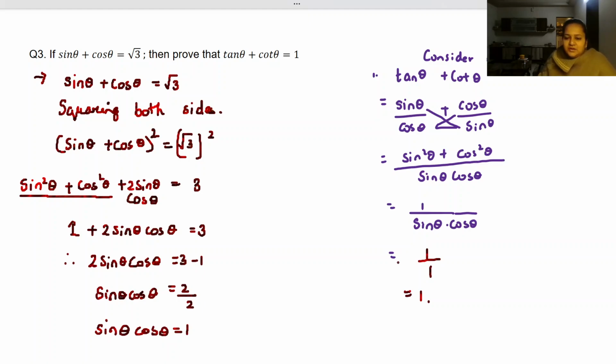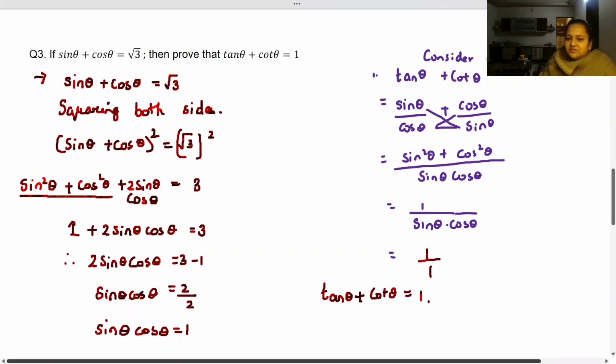I'm sorry. That is how we proved that tan theta plus cot theta is going to give us 1. If sin theta plus cos theta is root 3, we are going to get tan theta plus cot theta is 1. I hope you understood. Did you understand how to get the solution, how to think about it?